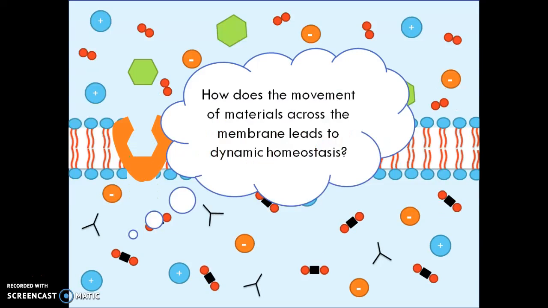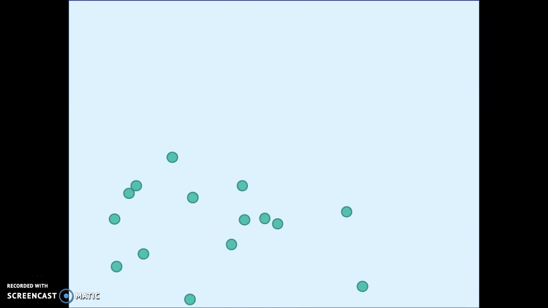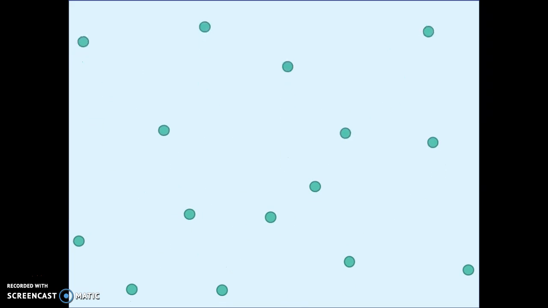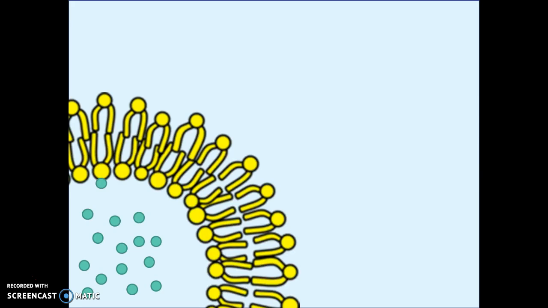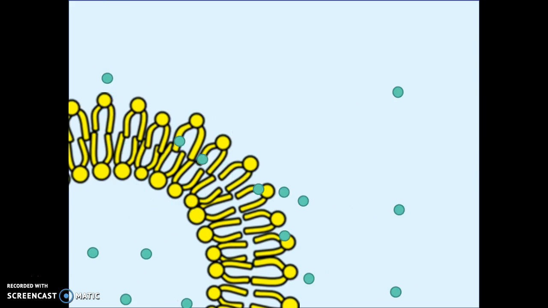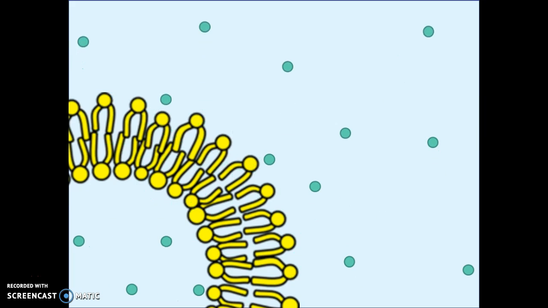Today what we want to do is talk a little bit about how materials move across the membrane, how that actually leads to dynamic homeostasis. So, first thing we need to understand is that particles are in constant motion, and this random constant motion is going to cause particles to naturally spread out throughout their motion. Now, if we separate these particles by a membrane, the process still holds true. So here we've got a large concentration of these particles inside this membrane, and based on their constant random motion, they're going to spread out. So we're going to have particles on the inside and the outside of the membrane.